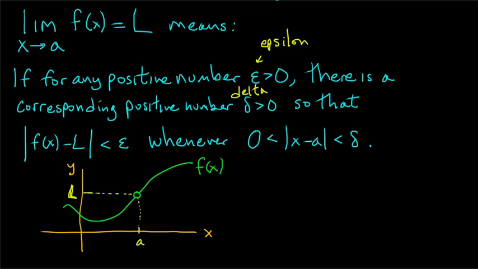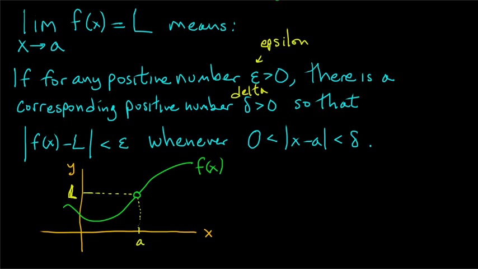Informally, as x approaches a, let's say from the left, then f of x, the y-coordinates, approach L. If x approaches a from the right, once again, the y-coordinates approach L. So that's the previous definition, the one we've been working with, the one that's been good enough.